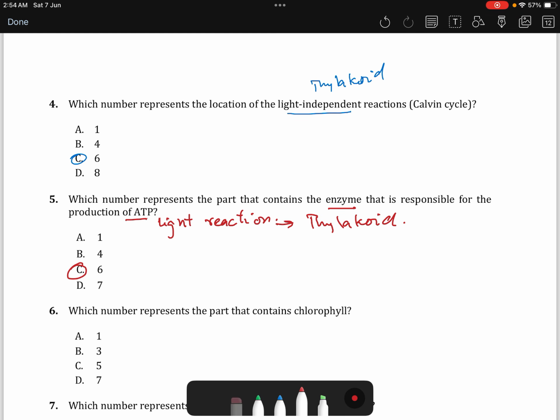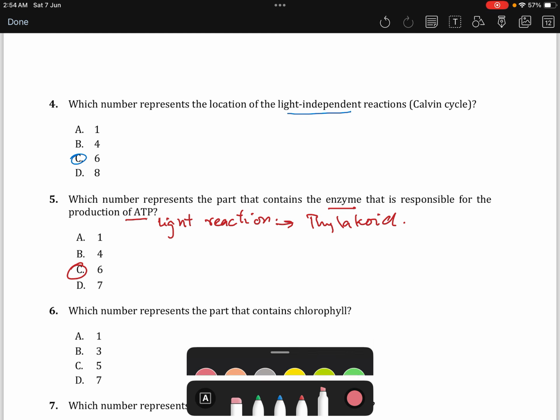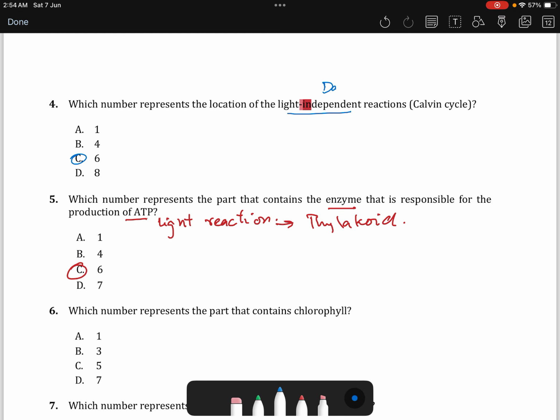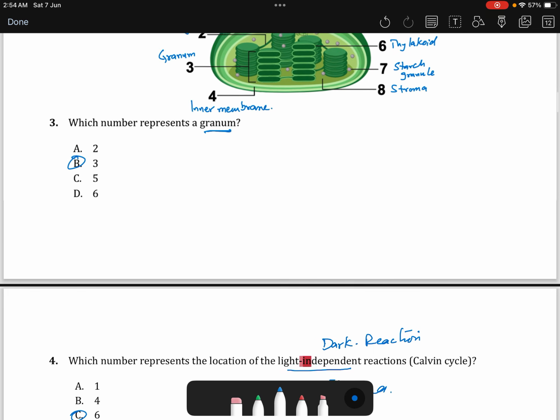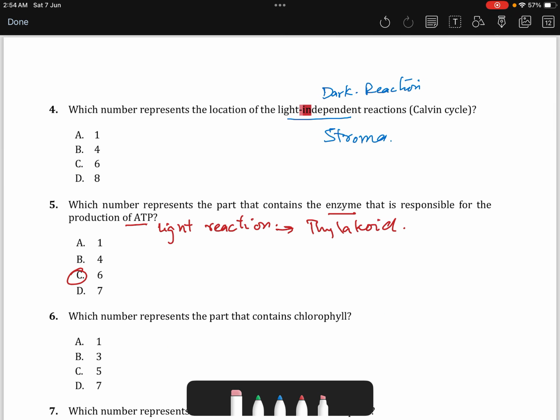Sorry, I made a mistake up. I was just double checking that. It's light independent. I misread it. So you please see, the mistakes can be done by anyone. So this is independent. Independent means it's a dark reaction or Calvin cycle. So Calvin cycle takes place in where? In the stroma. And where is the stroma? Which number? It's 8. Okay, so the answer for this question is 8.